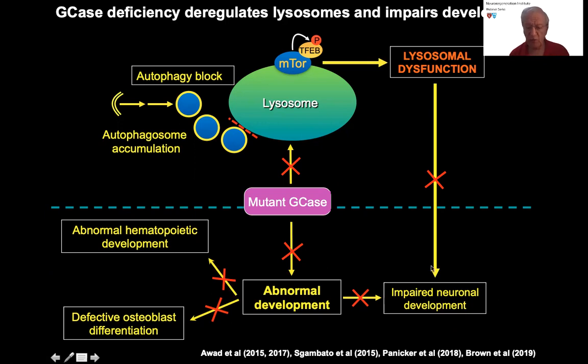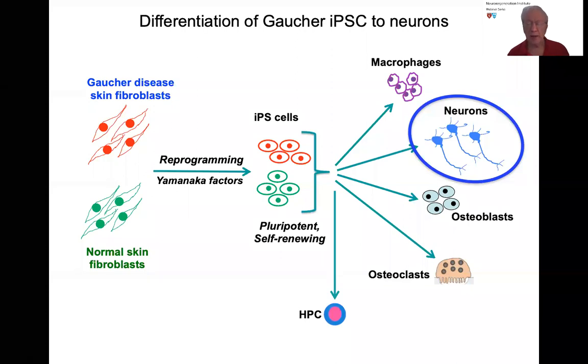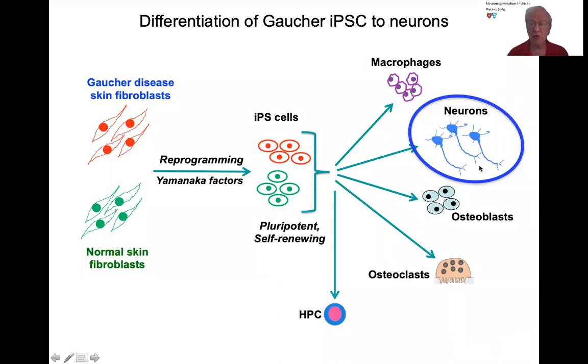And what we showed, we published this work, is that there is a downregulation of the Wnt pathway, and Wnt regulates anterior-posterior development, and there is a defect that causes a loss of dopaminergic progenitors and also loss of hindbrain progenitors. So I'm going to focus the rest of my talk on the effects of these mutations in neurons in Gaucher disease.